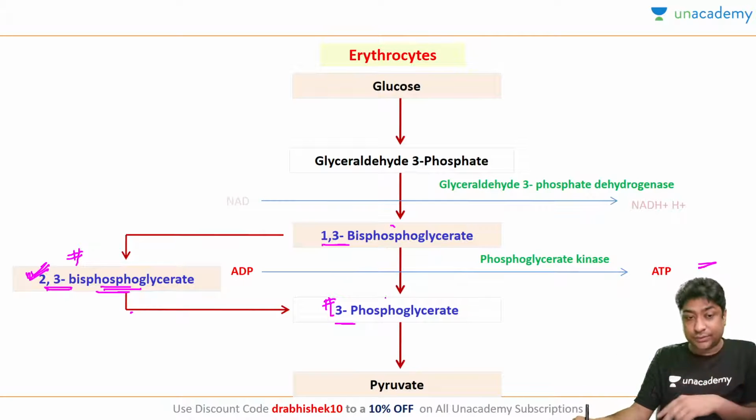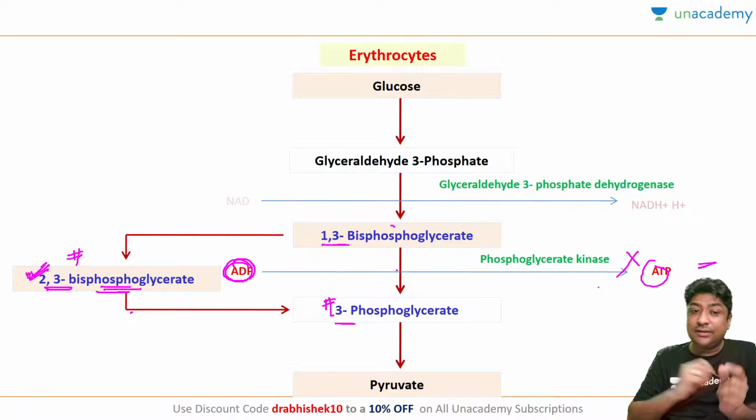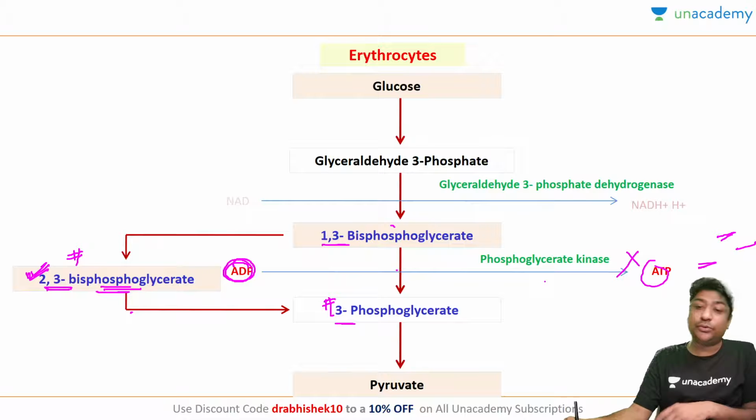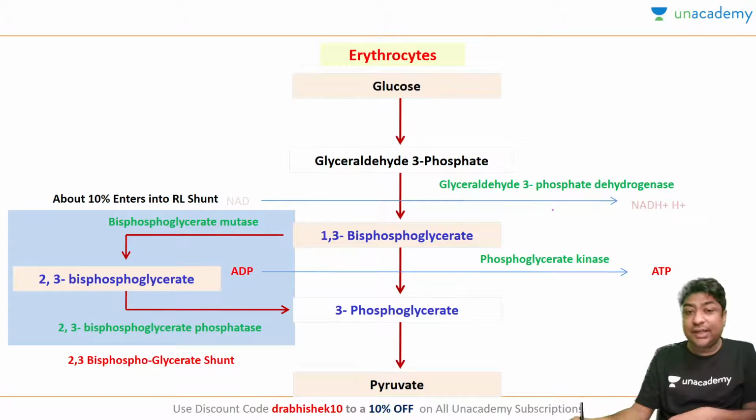So there are two things. First of all, this is being formed, but when this shunt is taken, this ADP to ATP conversion step is bypassed. So there will be no ATP produced in this shunt. Around 10% of the glucose actually enters into the RL shunt. The rest 90% will undergo normal glycolysis.